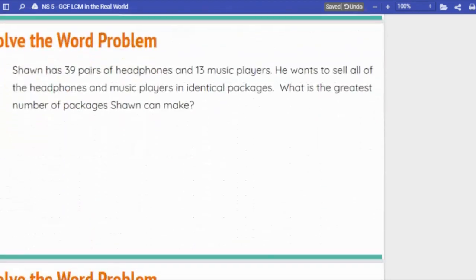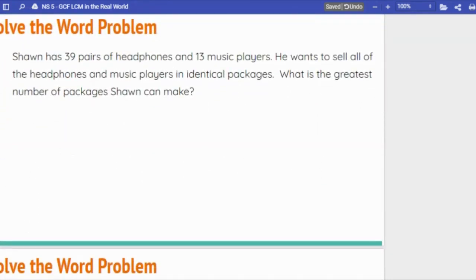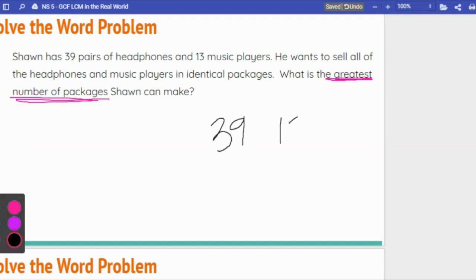Okay, let's look at the next one. Sean has 39 pairs of headphones and 13 music players. He wants to sell all of the headphones and music players in identical packages. What is the greatest number of packages Sean can make? So we're looking for those keywords, and I found it right here: greatest number of packages. Okay. So obviously, if it's going to tell us to find the greatest number of something, we're going to find the greatest common factor. So let's take our two numbers, 39 and 13, and create our ladder.